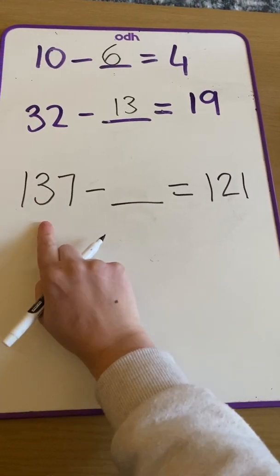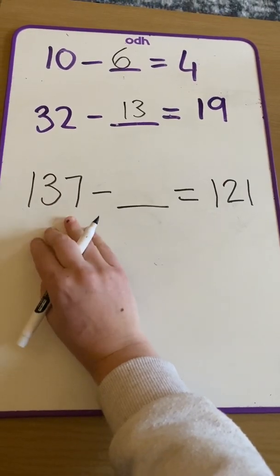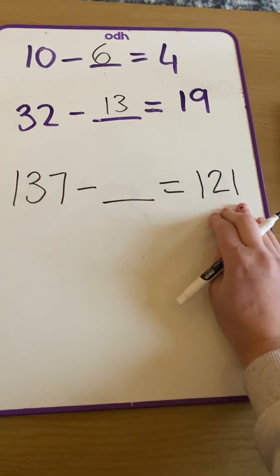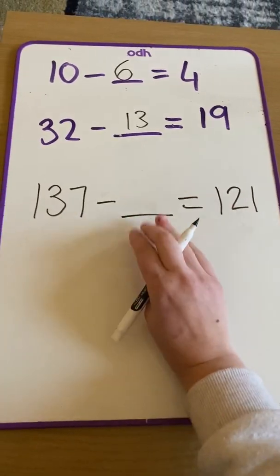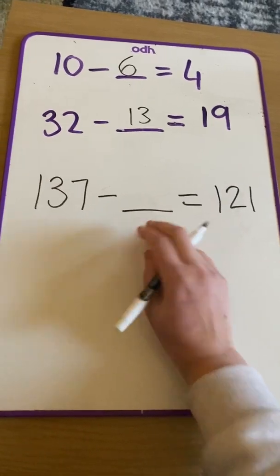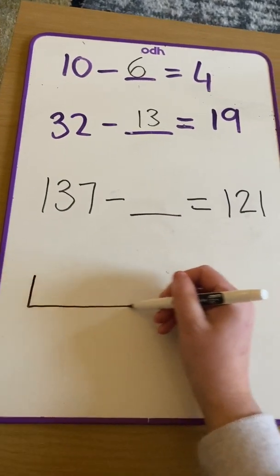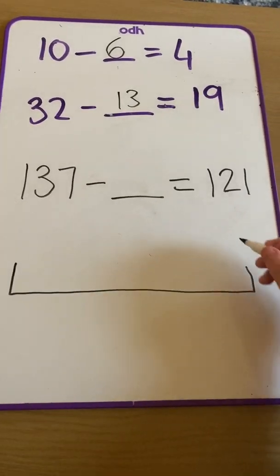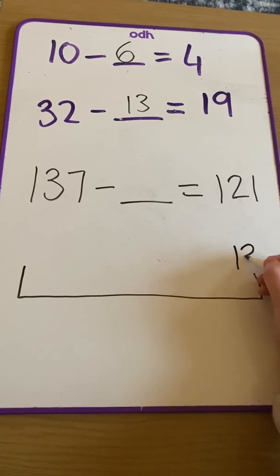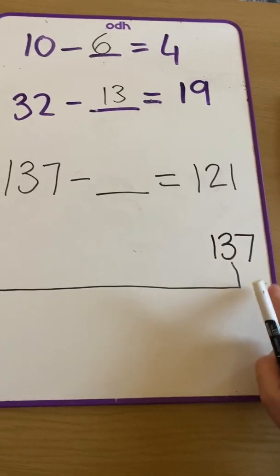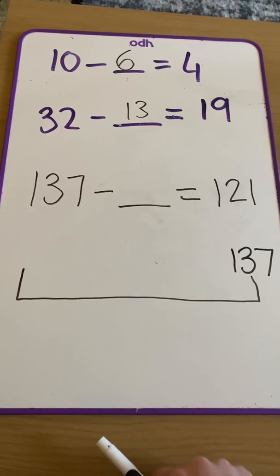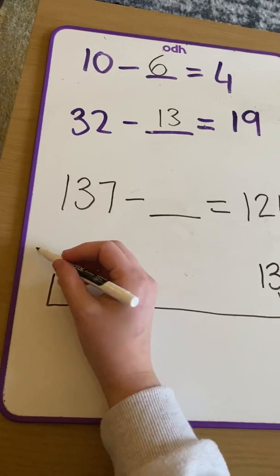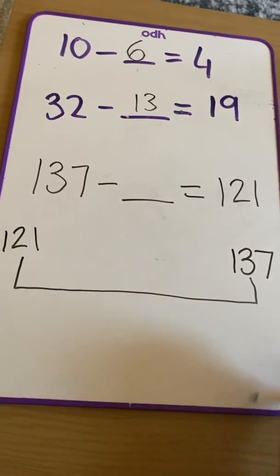So, my minuend, my big number that I'm beginning with, is 137. The difference, the number I want to get, is 121. And I'm trying to find out what number I've taken away to get there. So I'm going to draw my empty number line again. And just like our subtraction we did last week, I'm going to write my number that I start with on the right-hand side. So here's my big number. Now I want to know how many jumps it takes to get to 121. So I'm going to jump back.